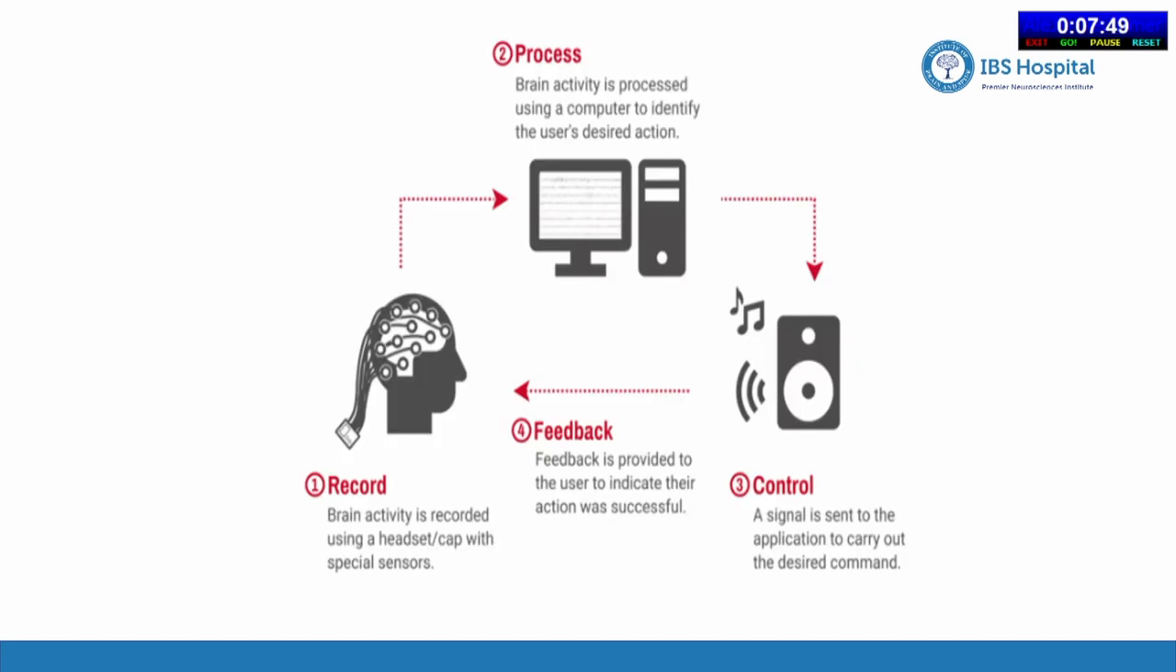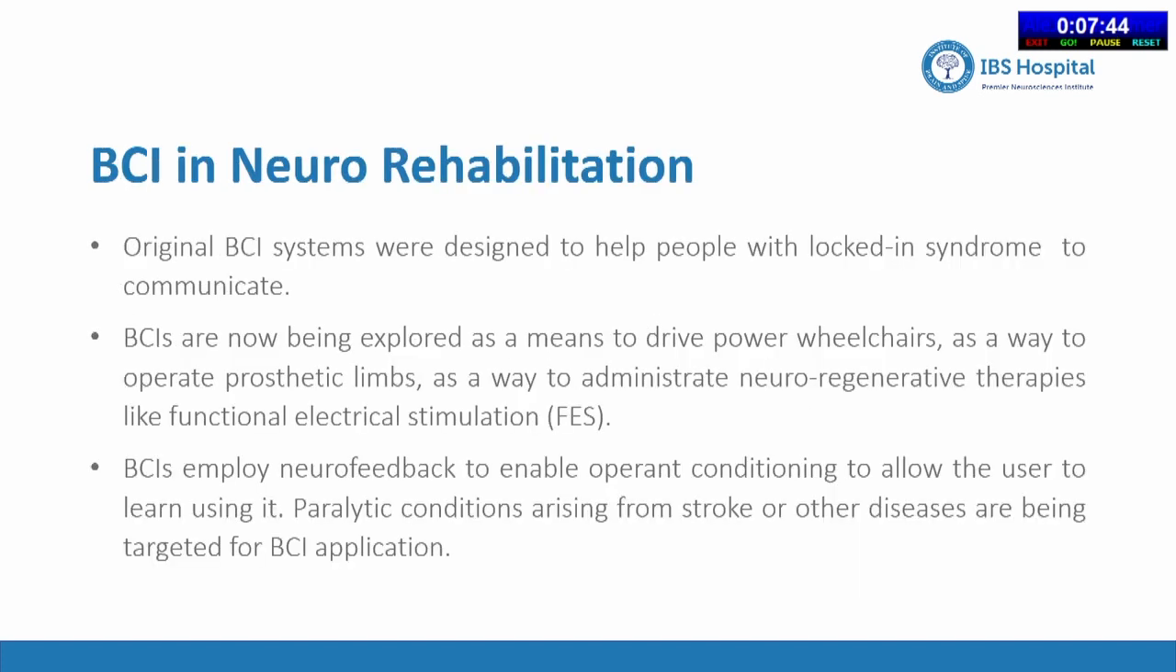So this is another example with feedback. BCI, uses of BCI in neurorehabilitation. Originally, it was designed to help people with locked-in syndrome to communicate with other people. Now BCI is being explored as a means to drive power wheelchairs, exoskeletons, prosthetic limbs, and a way to administer neuroregenerative devices like FES to regain muscle power.